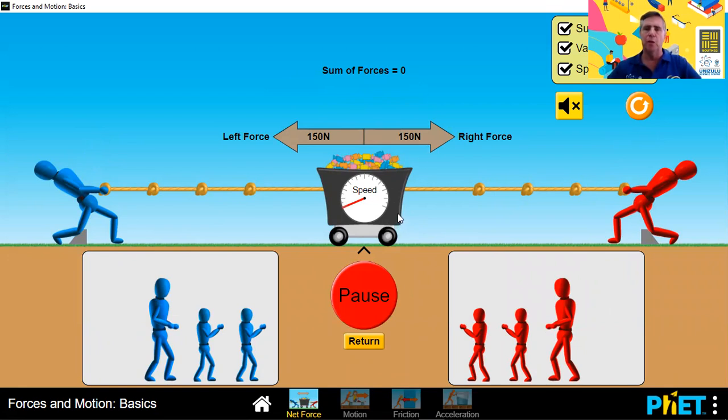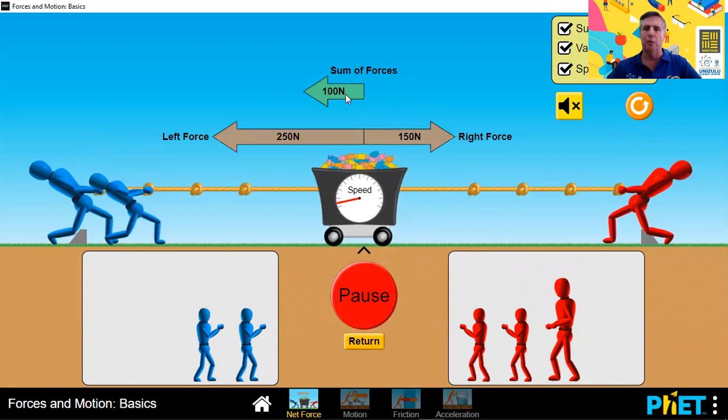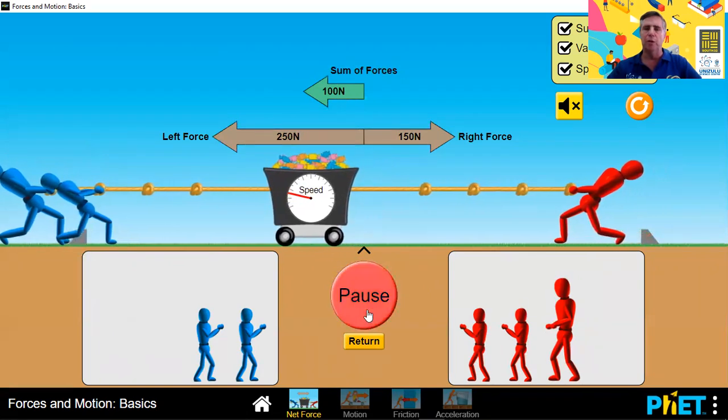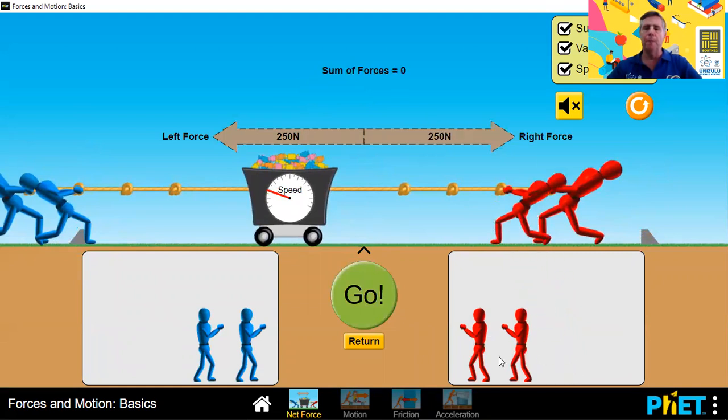An object at rest remains at rest unless acted on by an external resultant force. Let me add one person to the blue team, and you can see immediately if I allow it to go, we now have a resultant force to the left, so the object moves to the left. Now I can balance this so that now the sum of forces is zero.